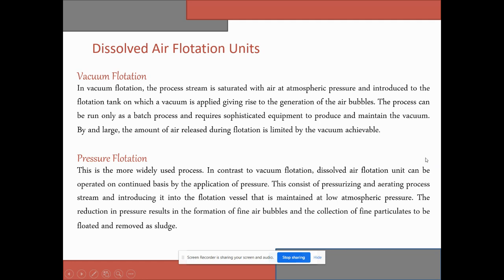Dissolved air flotation. Dissolved air flotation works by attaching small bubbles of air to suspended solids. The bubbles are generated by saturating a recycled stream of water with air under pressure and then releasing the pressure rapidly to produce clouds of microbubbles. They can be further classified into vacuum and pressure flotation. I will be discussing the mechanisms with the help of diagrams.